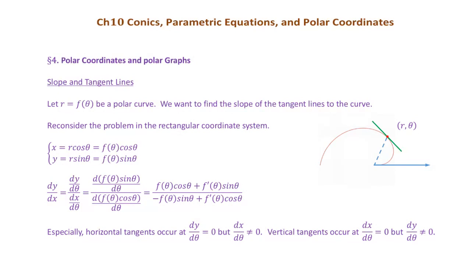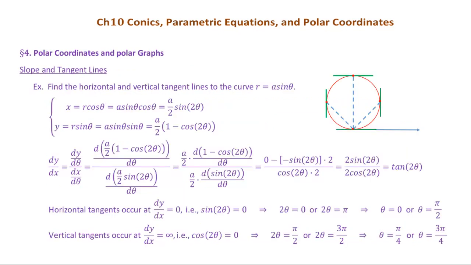So let's just do one example to find tangent lines or slope of tangent lines for plane curves in polar coordinates. In this example, we find the horizontal and the vertical tangent lines to the curve r equal to a times sine theta. So r equal to a times sine theta, that's a polar curve, a curve represented by polar coordinates. Here r and theta are variables and a is a constant.